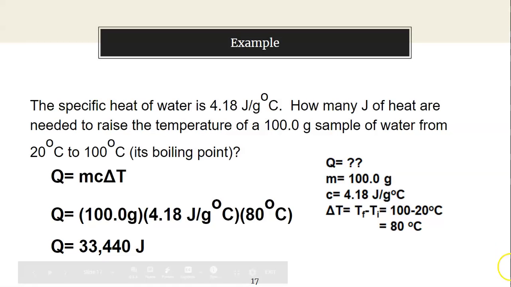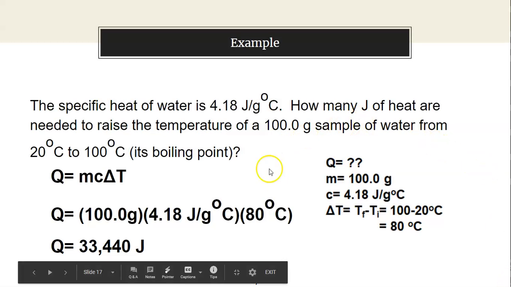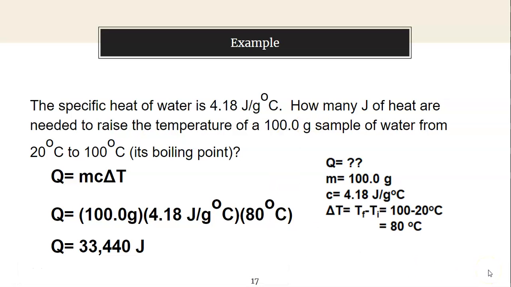Now, I really recommend when you're using an equation that you take the time to write all the variables like I have off to the right here and identify them. Okay, so Q, M, C, and delta T. Q is heat, and that's what we're solving for here. M is the mass, which is 100 grams. C is specific heat, which is 4.18 joules per gram degree Celsius. And delta T is the final minus the initial temperature, so 100 minus 20, so 80 degrees Celsius.